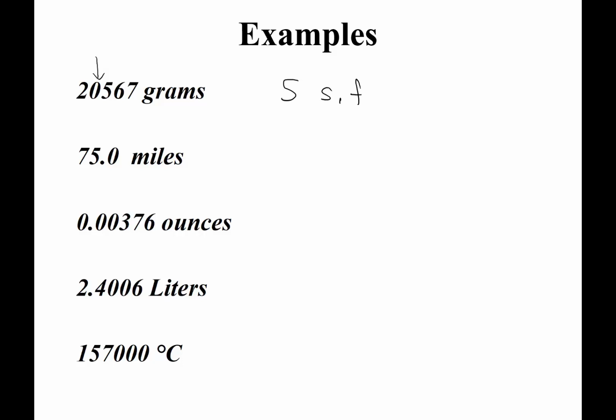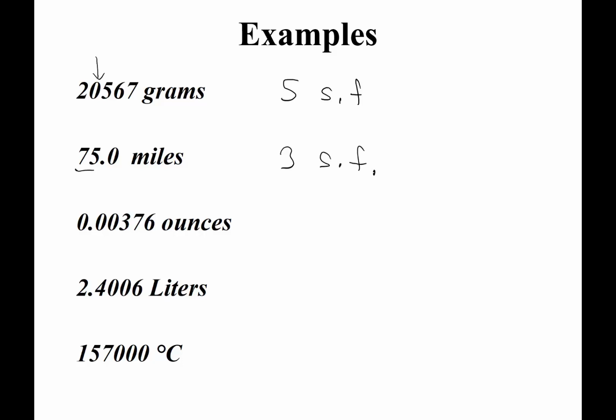75.0 miles. Well, if it was just 75, we wouldn't need that 0 there. So the 0 behind the decimal in this case is significant because it follows not only a decimal, but also there are numbers in front of it. So this is 3 significant figures. And you will lose points on an exam if you don't do that properly.